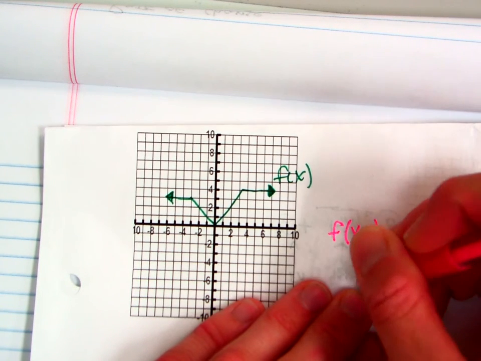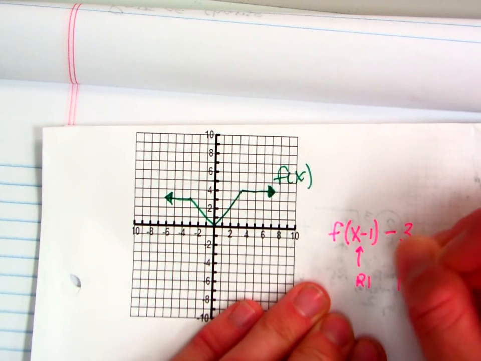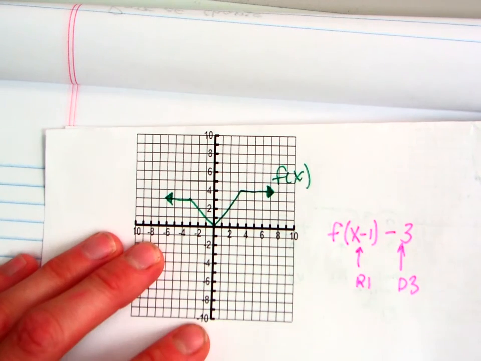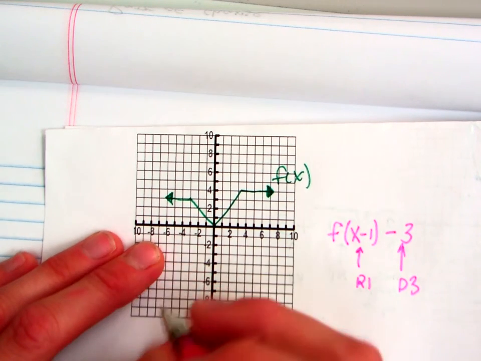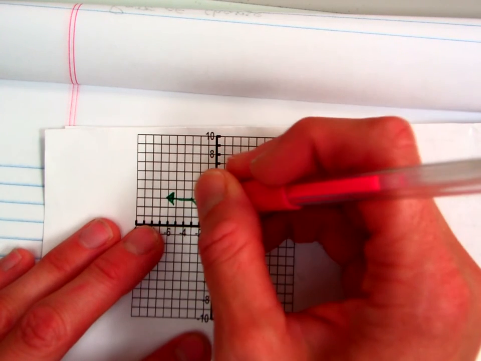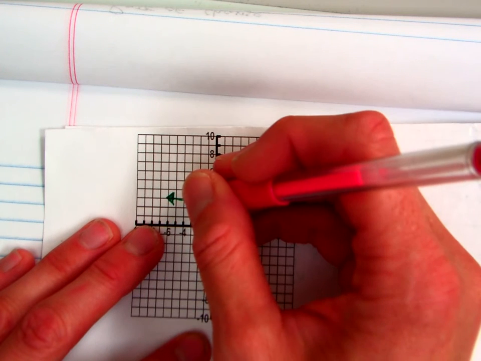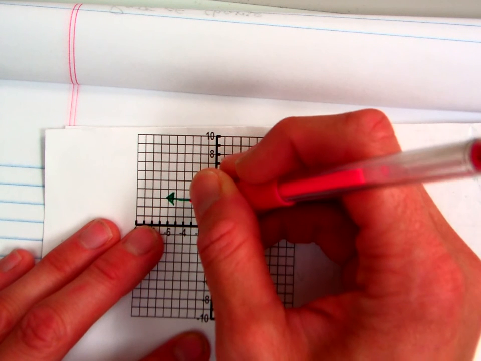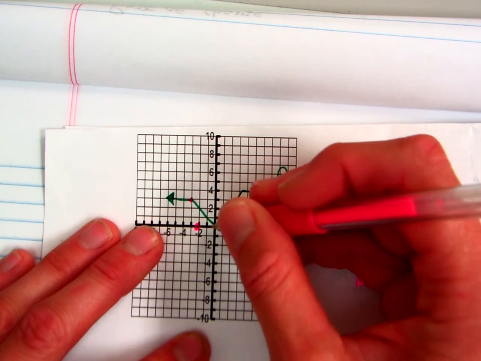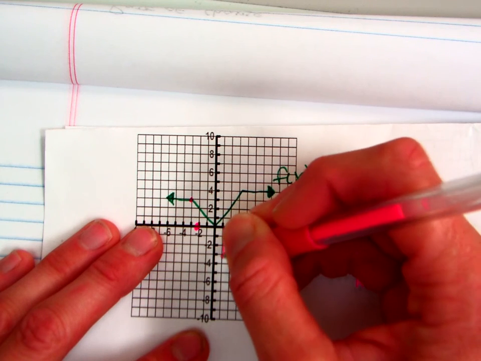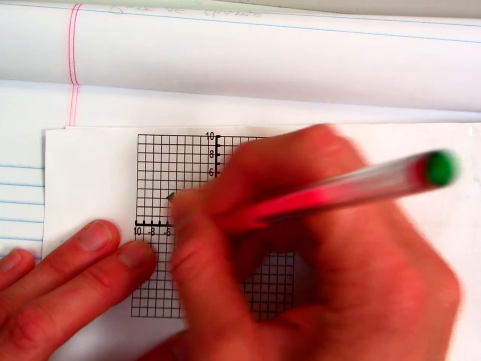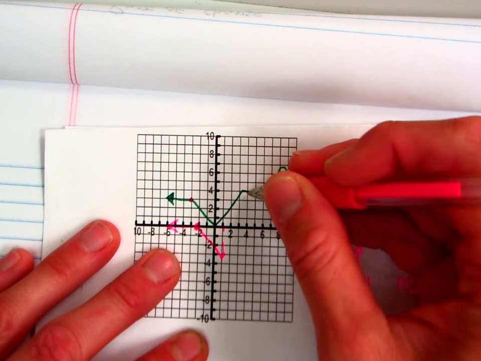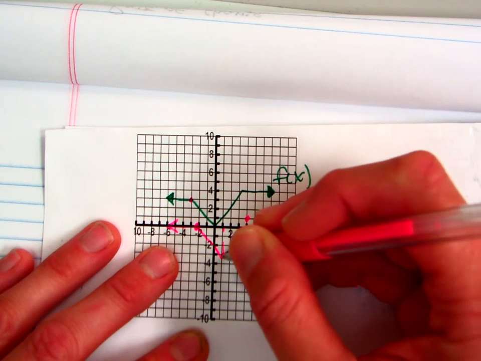Well, this would be right 1, and this would be down 3. I don't have a map, but I have a shape. So basically what I'm going to do is move all my points, right 1 and down 3. So take this point, right 1, down 3. Right 1, down 3. Right 1, down 3, like that.